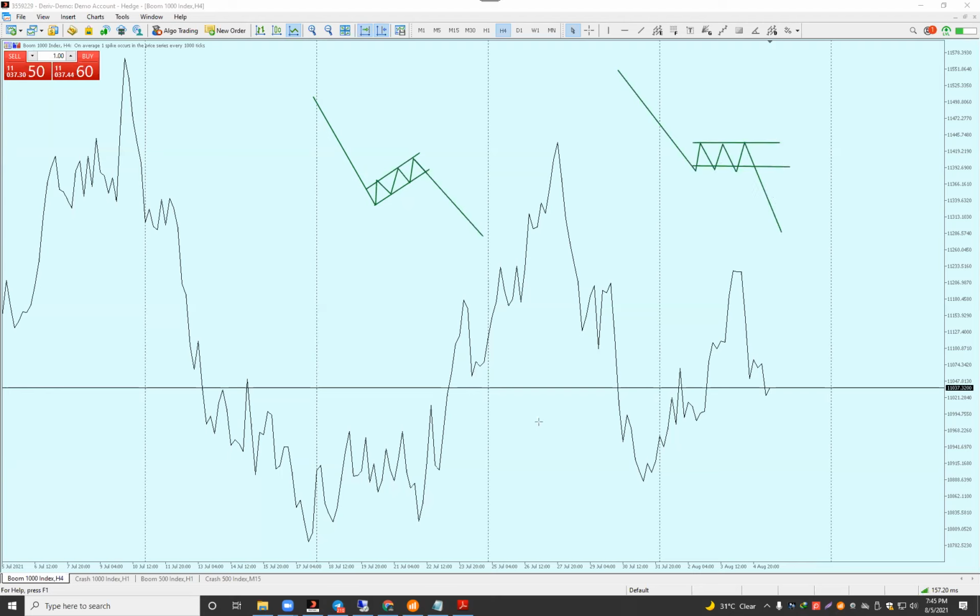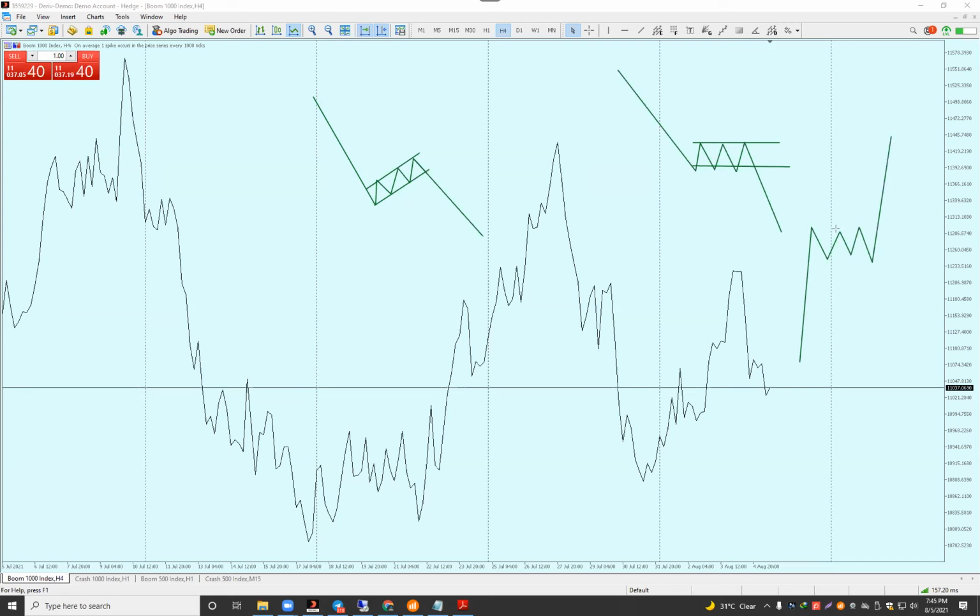Sometimes it can be this. There are so many chart patterns. If I teach you all the chart patterns, you will be confused. This is one kind of chart pattern. It's a rectangle, right? And it can be a rectangle here like this one.